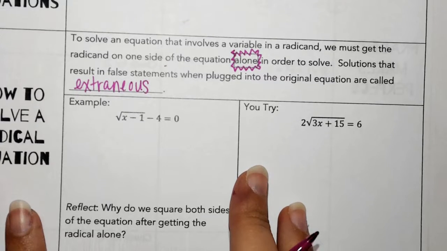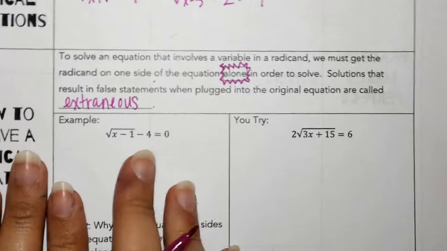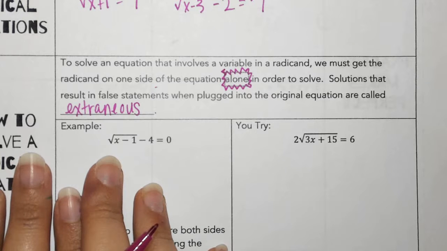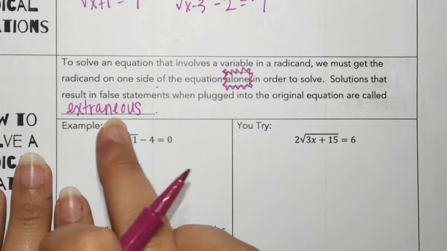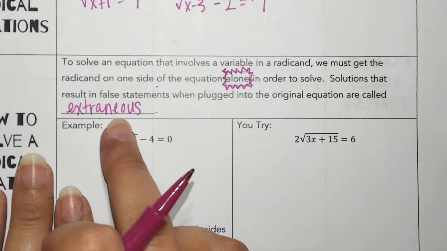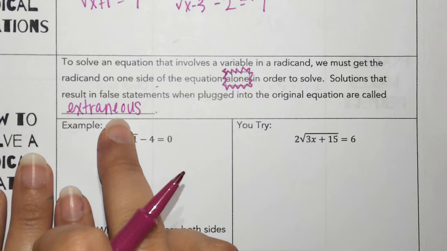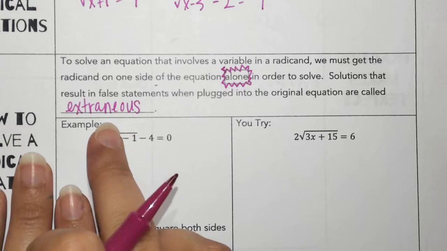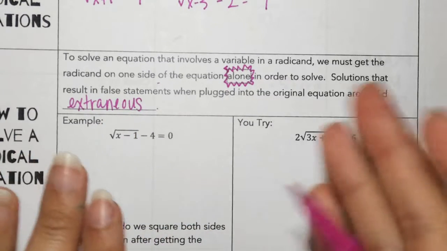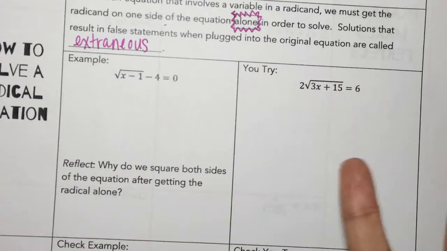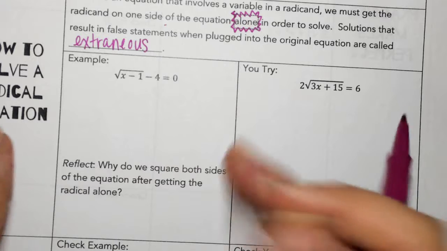An extraneous solution is a solution that's false. It's not like an actual word. Yes, I did not just make up a word. An extraneous solution is a solution that is false. It's on the outside.